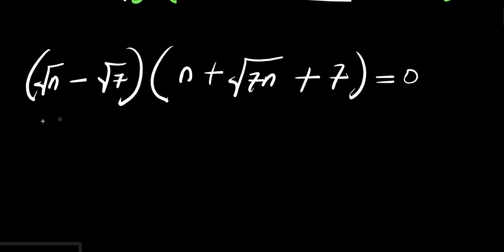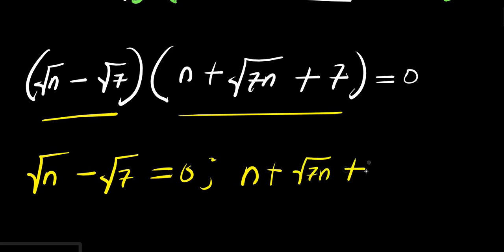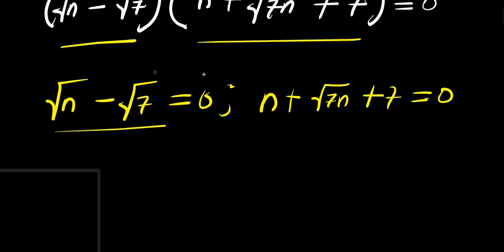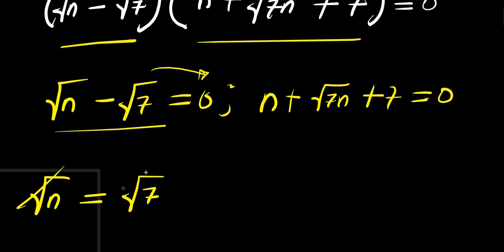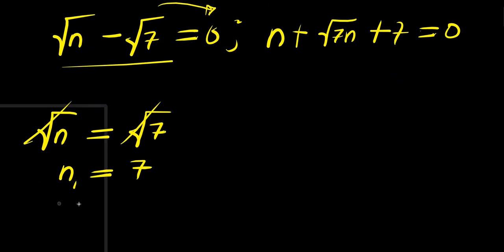At this point, we can equate each of these to 0. We have root n minus root 7 equals 0. We also have n plus root 7n plus 7, and this equals 0. So for this, we can easily move this over here. We have root n equals root 7. So square root here cancels square root here, we have n equals 7. So this becomes our n1.